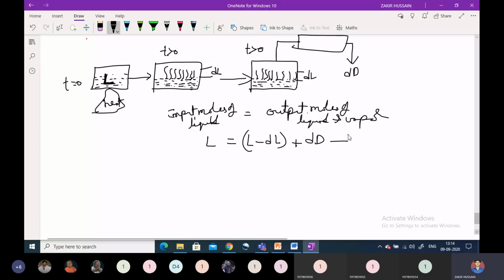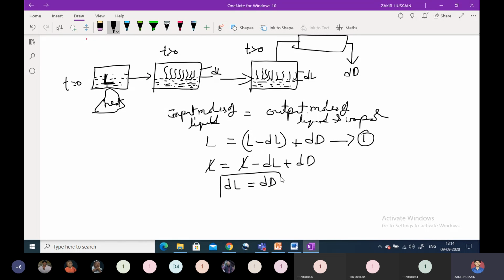Now just apply a material balance. Now we will cancel out the terms. L is equal to L minus DL plus DD. So L on the LHS and RHS we can cancel. So what is left out will be this one, DL is equal to DD. Okay, so I just explained the same thing.